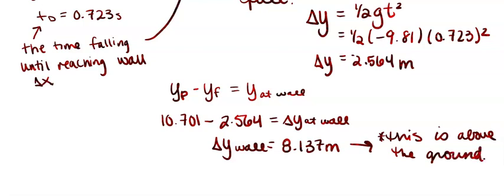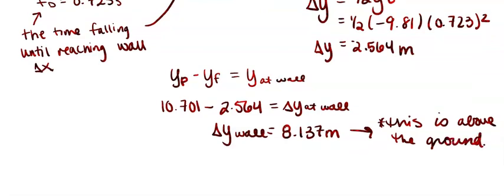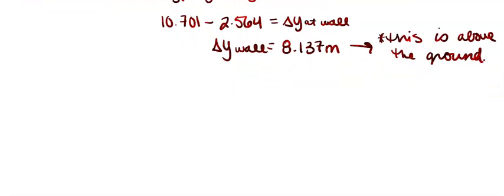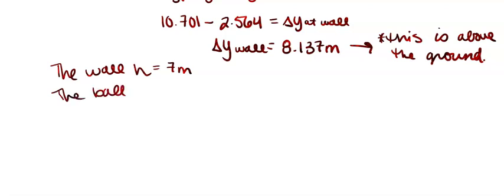And this value, which is a little tricky, is above the ground. This is not above the wall height, because that can be a little confusing. So this is above the ground. So the wall height was 7, and we have a height at that point of the 8.137 meters, which means that our clearance is just the difference between those values.